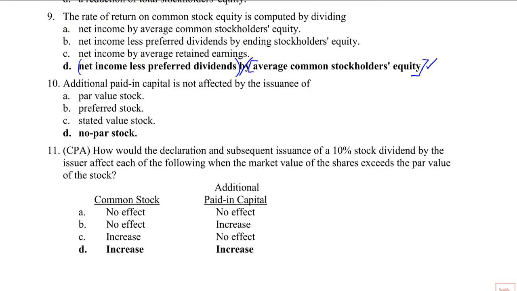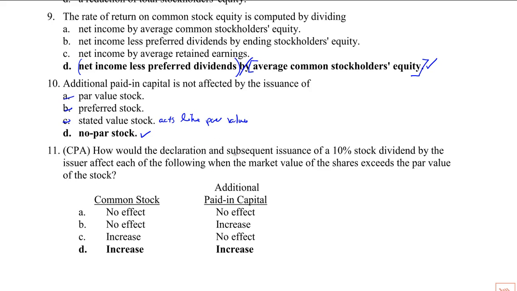Additional paid-in capital is not affected by the issuance of no par stock. Stated value acts like par value, so it will increase additional paid-in capital. Preferred stock always has additional paid-in capital, and par value stock affects the additional paid-in capital. That's what's different about it.